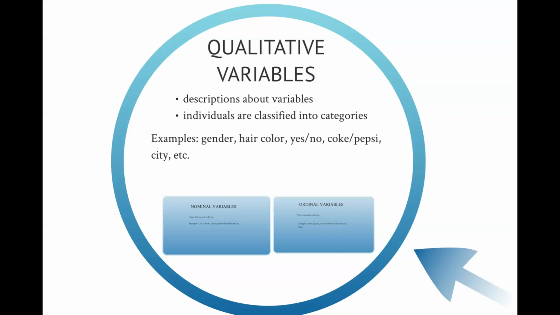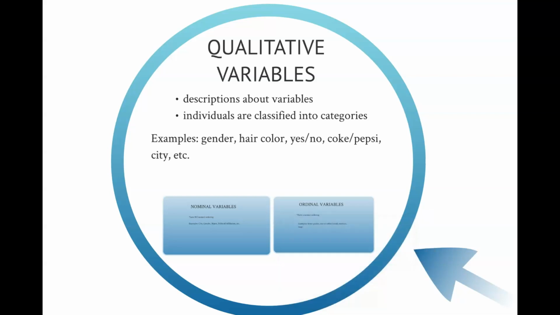Notice that all of the values or responses to those questions, to hair color or yes, no, or Coke, Pepsi, or city, all of those are words or descriptions or classifications. And as a result, qualitative variables are many times also known as categorical variables, because it seems like the responses that we see within qualitative variables are often going into one category or another.